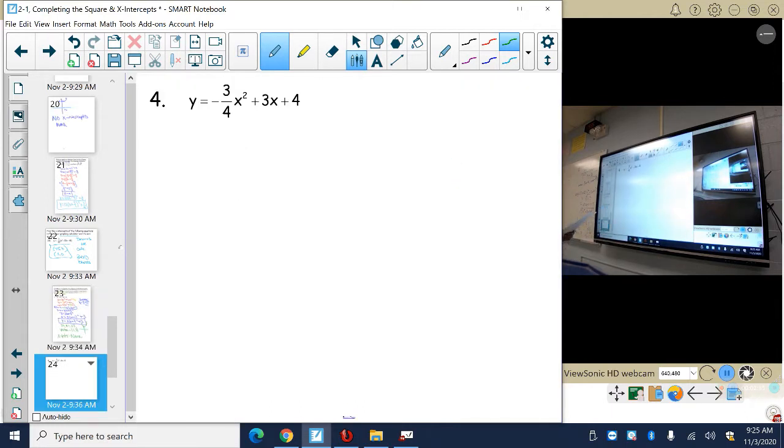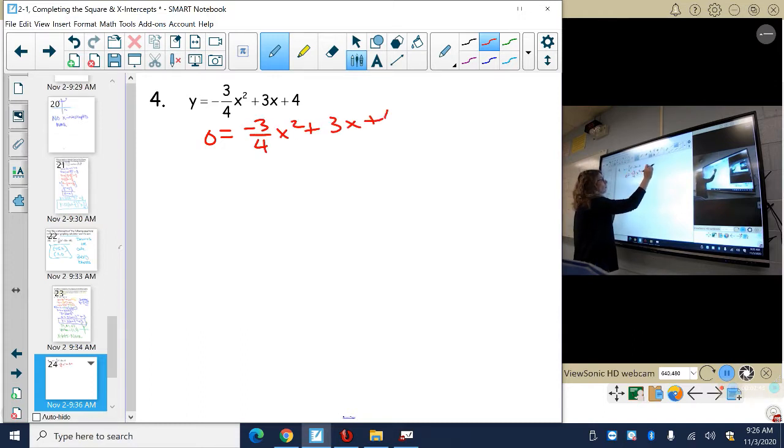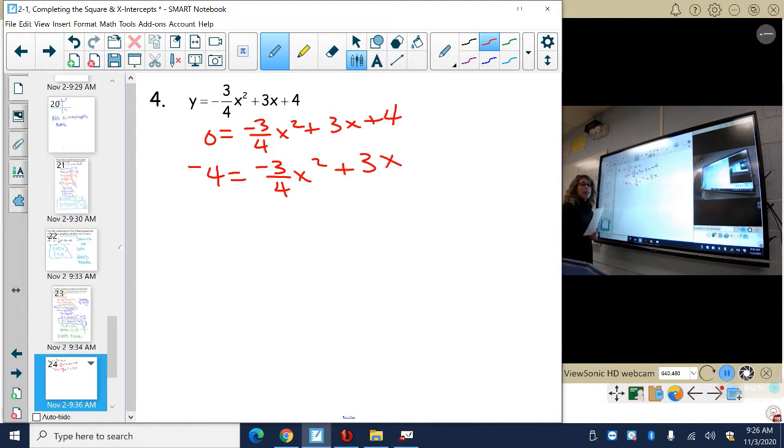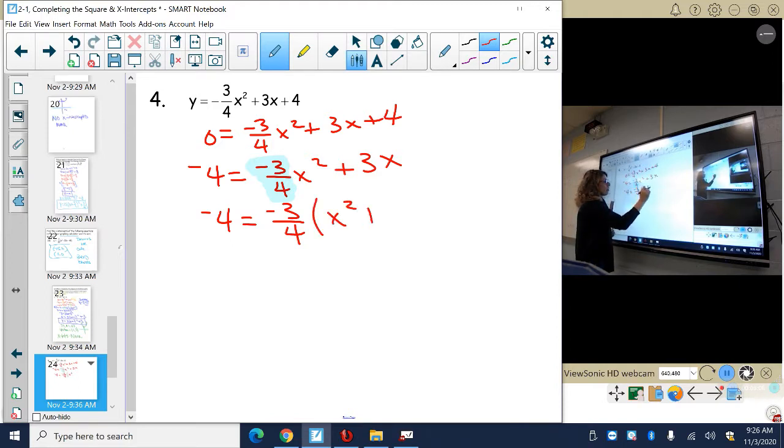Problem 4, continuing right along. Problem 4 says we're going to first let 0 be y. Then bring the constant term over. Then we are going to go ahead and pull out our leading coefficient, which is the negative 3/4. And we're going to do that by division. Negative 3/4 x squared divided by negative 3/4 is going to be a 1x squared. Okay? And then we're going to take 3 and divide it by negative 3/4.